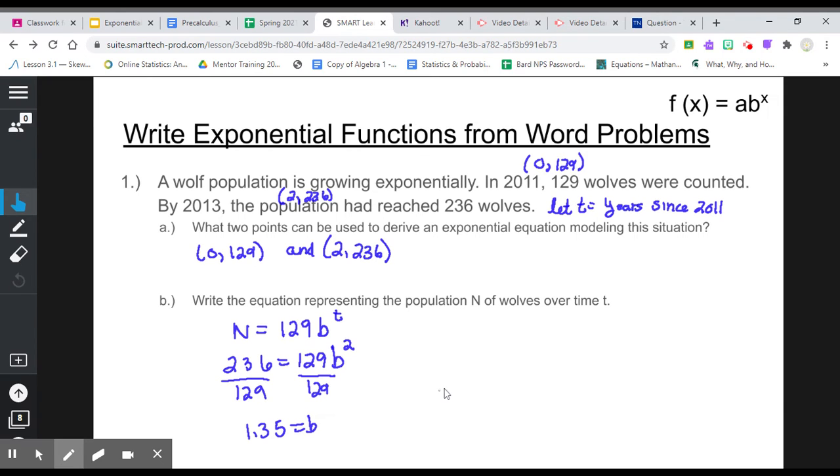So when I rewrite my equation, I'll get n is equal to 129 times 1.35 to the x power. Because we're constantly multiplying, you could also leave it in fraction form, because we round it over time, this may be a little off. But this is, in general, how you would get that answer. And we can always keep more decimal places to add to our precision.